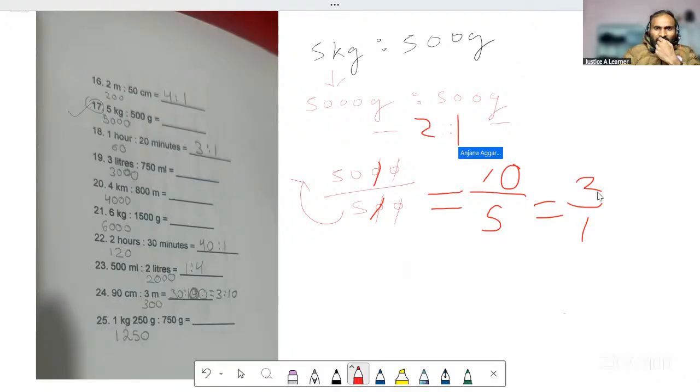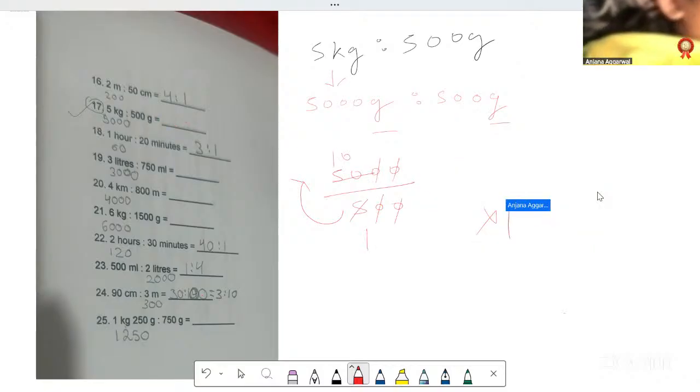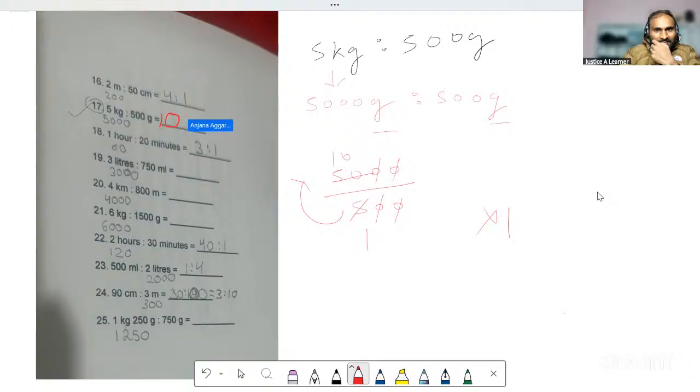10, 5. How can you write 10, 5? 5 1s are 5 and 5 10s are 50. So this is 10 to 1. Oh, so you can't simplify that. So yes, 10 to 1. Good. Okay, I think I can do the rest if I try.